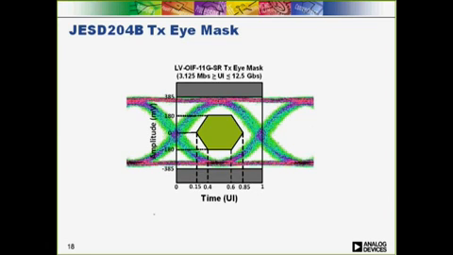This is an example of an eye pattern with the JESD204B transmitter eye mask overlaid on it for lane rates between 3.125 and 12.5 gigabits per second. For compliance testing to the transmitter eye mask, the measurement is taken at the output pin of the transmitting device. As you can see, the minimum horizontal opening is 70% of the bit period, and the minimum vertical eye opening is 360 millivolts. There's also a maximum swing voltage limit of 770 millivolts.